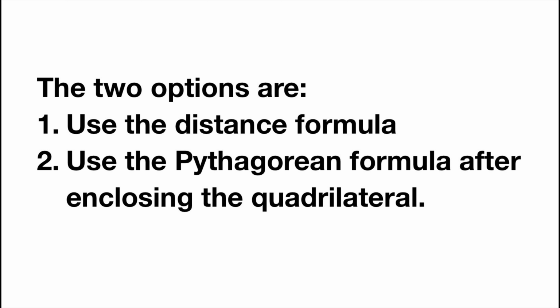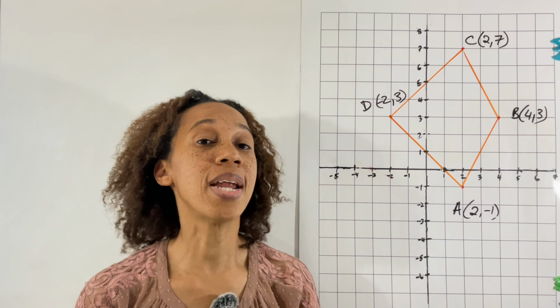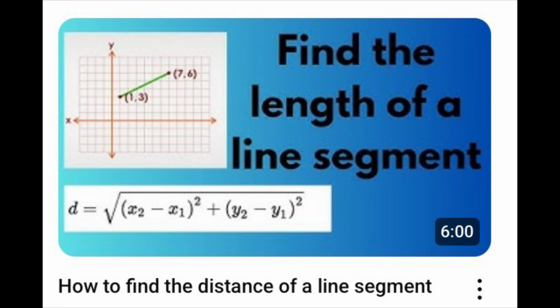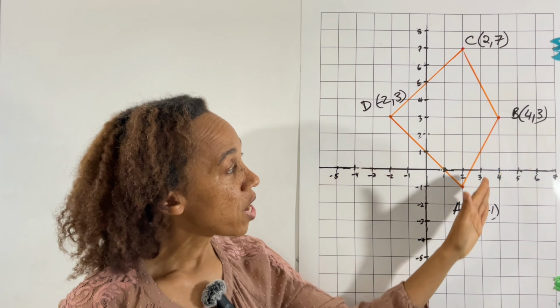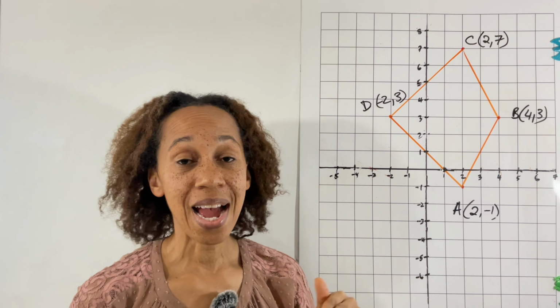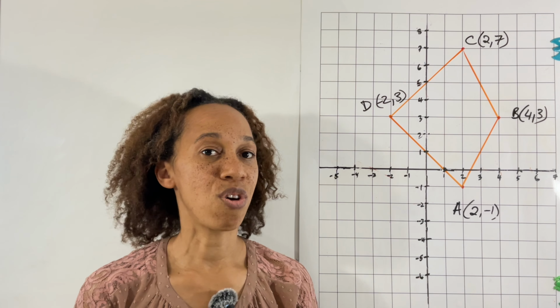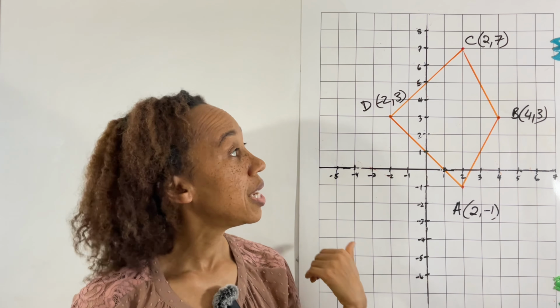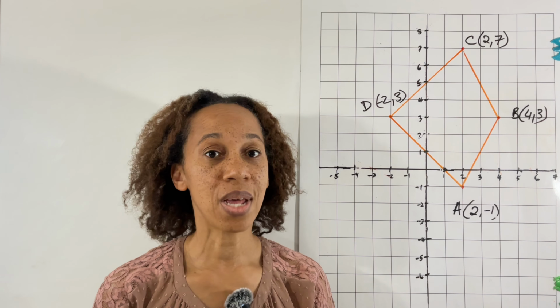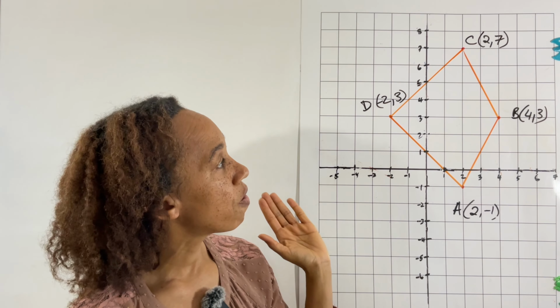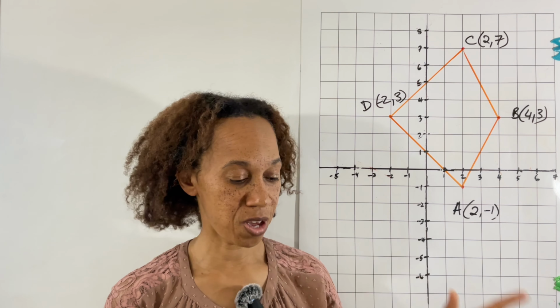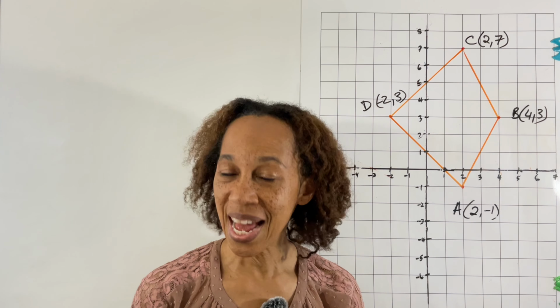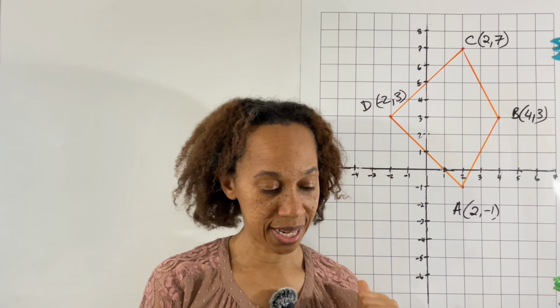Because I already showed you how to use the distance formula, you can go back and watch my video on how to apply the distance formula to find the length of each measurement. But for argument's sake now, I'm simply going to enclose this figure into a box, and then we can apply the Pythagorean theorem formula to get the length of all the 4 segments, so that we can go ahead and find the perimeter of this given figure. So let's get into it and start off with enclosing this figure.